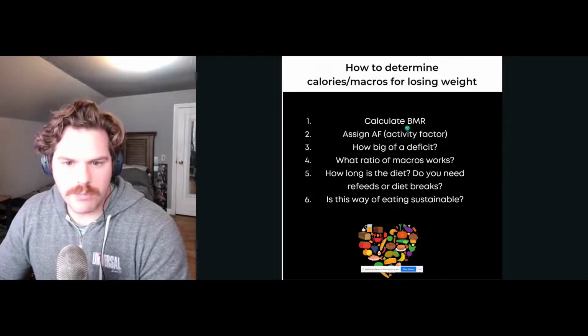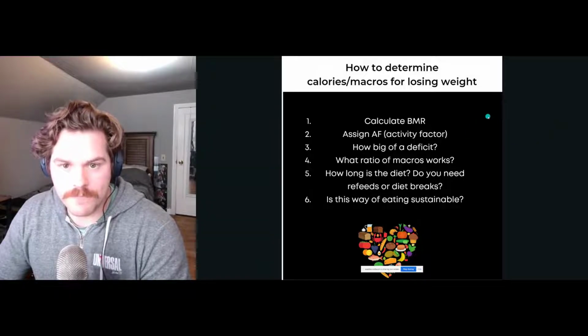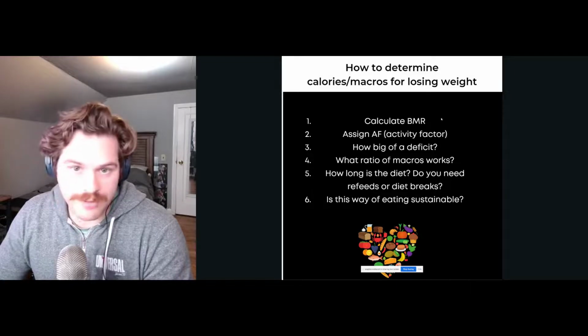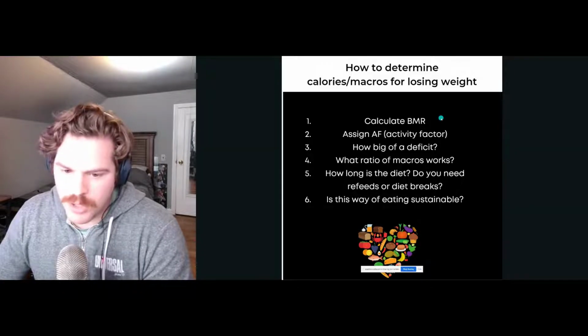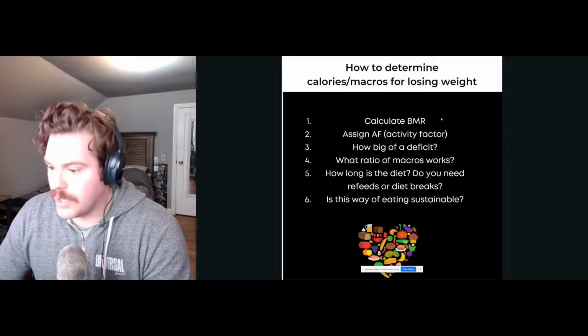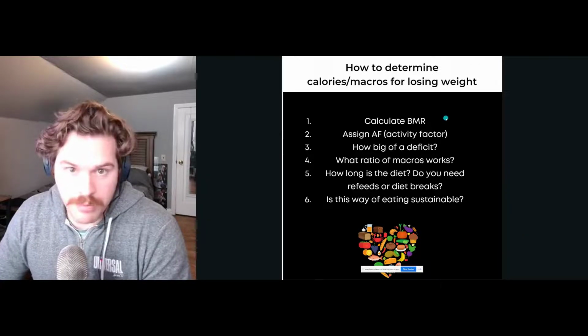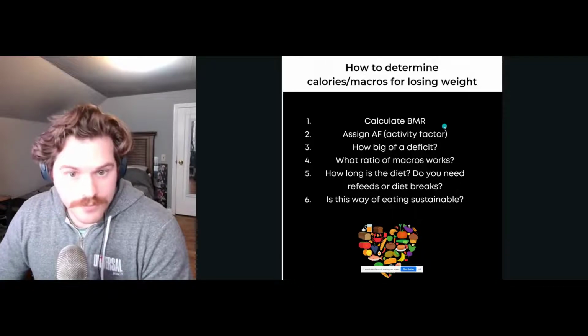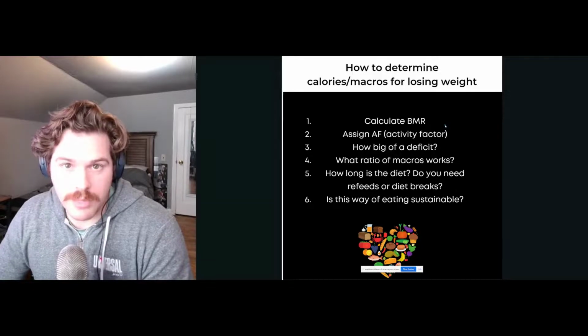The very first step is calculating your BMR, which is your basal metabolic rate. That is how many calories you burn by simply surviving. You could be sitting on a couch, and your body's going to have to do a lot of processes just to keep you alive. Your heart's pumping, blood's flowing, maybe digesting food, whatever. You have to calculate your BMR.